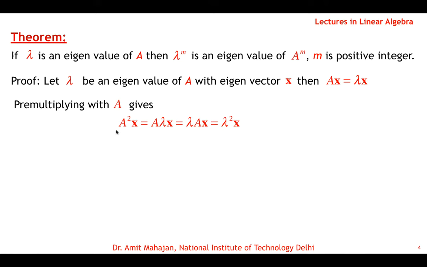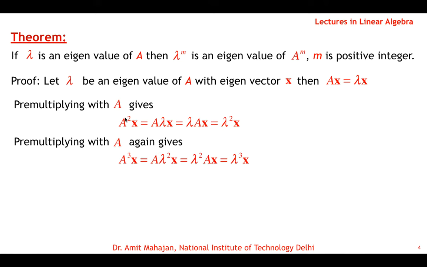Again, if we pre-multiply with A, we get A cube x equals A times lambda square x. Lambda square is again a scalar, goes outside, and Ax we know is lambda x, so again we get lambda cube x. So clearly this equation tells us that lambda cube is an eigenvalue of matrix A cube. Okay, and if we continue this process, we can write in general that A power m x is equal to lambda power m x, where m is a positive integer. Okay, so clearly lambda power m is an eigenvalue of matrix A power m.